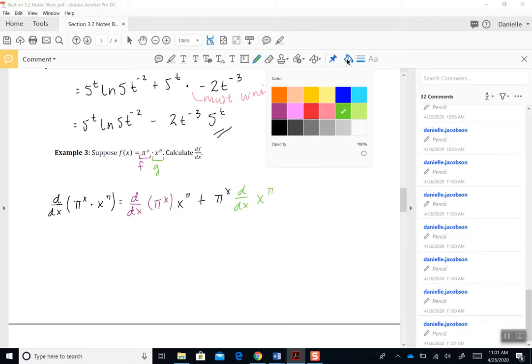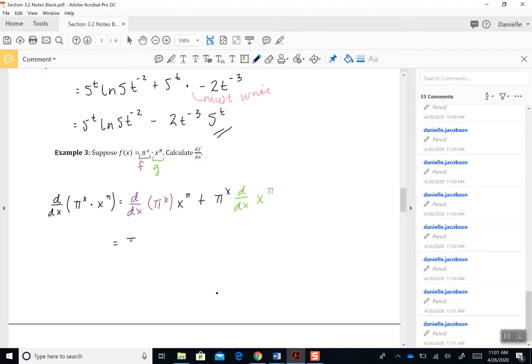All right, so now we need to go through and actually take our derivatives. If we take the derivative of pi to the x, we need to remember that pi is really just a constant number. So we have a constant raised to a variable, which means we will apply the exponential rule. Therefore, we have pi to the x times the ln of pi, times x to the pi, so I'm just rewriting that part here, plus pi to the x.